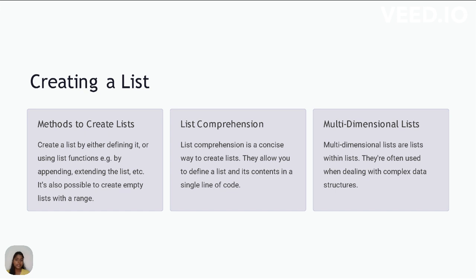The second one is list comprehension. List comprehension is a concise way to create lists. They allow you to define a list and its contents in a single line of code. Then the third one is the multi-dimensional list. Multi-dimensional lists are lists within a list. They are often used when dealing with complex data structures. These are the three ways to create a list.